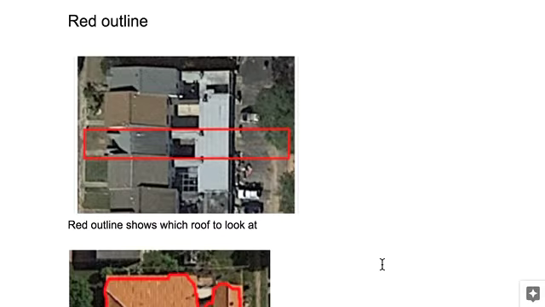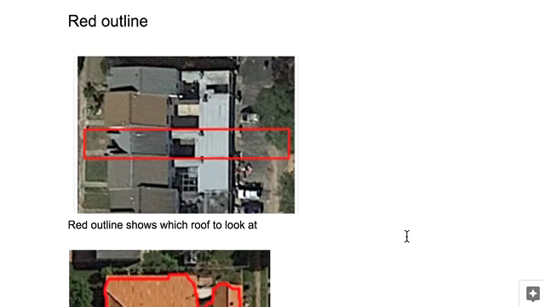Lastly, let's also review again how to interpret the red outline. Now, please understand the red outline is there for you to focus on the right building, especially in cases where there are many buildings that are next to each other. So for instance, in this case, this red box shows you this is the part of the building that you are supposed to evaluate and ignore the other buildings.